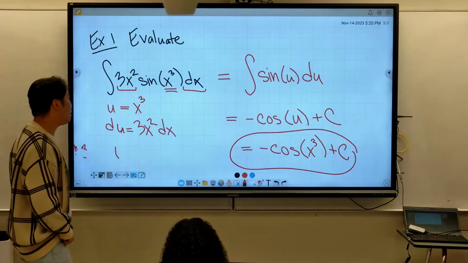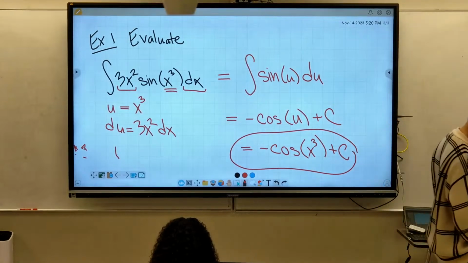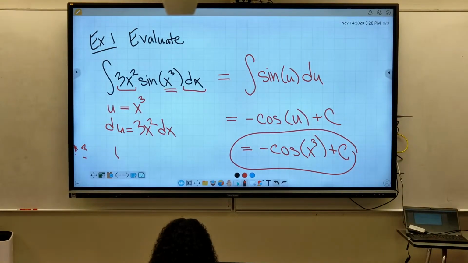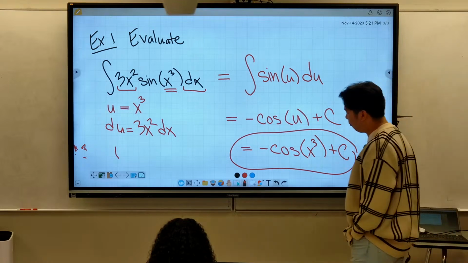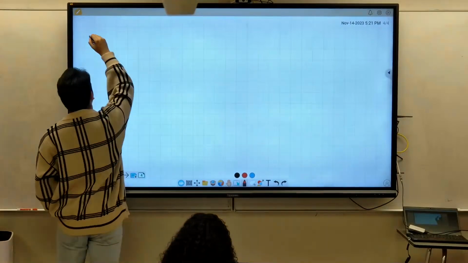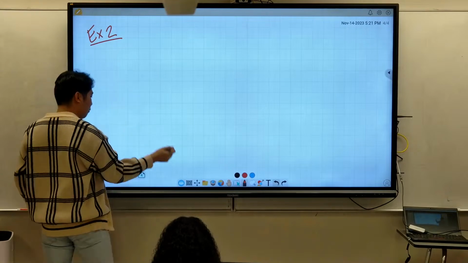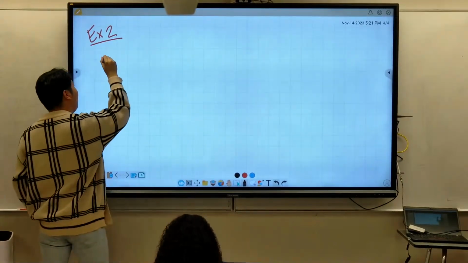But any questions about this example 1? As I said, typically the most difficult thing for our students is identifying the u. Because after the u, we actually go through a fair bit of algebra as well. Let's go ahead and try this example 2. Same instructions. I'm not going to write evaluate again. What if I have the integral?